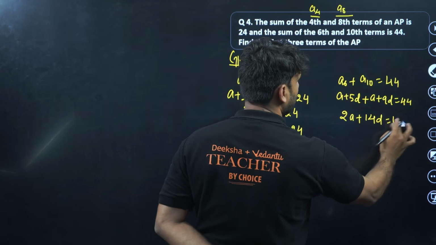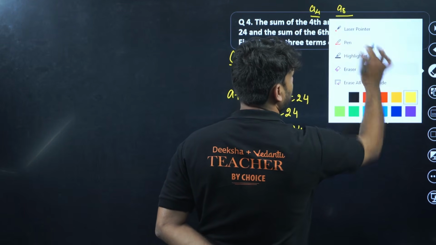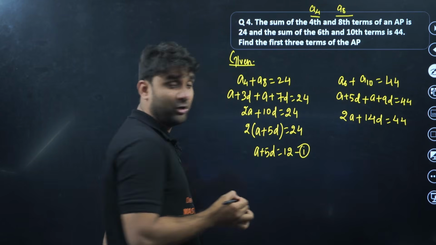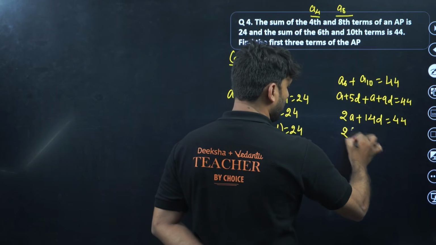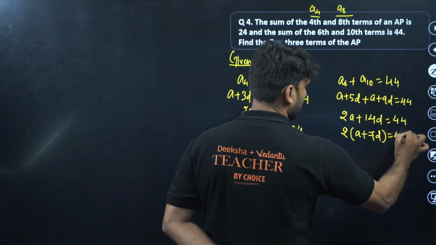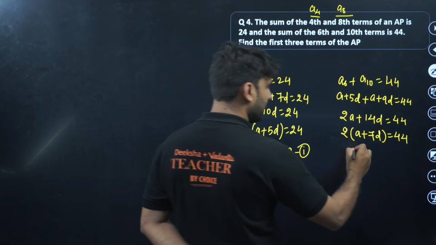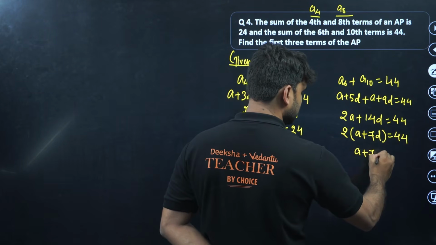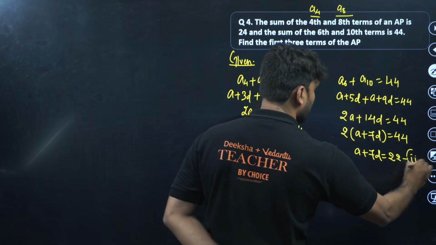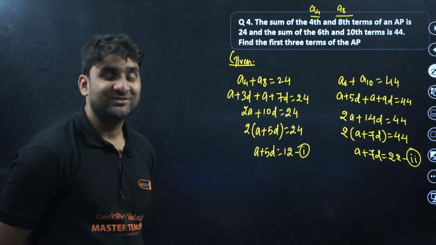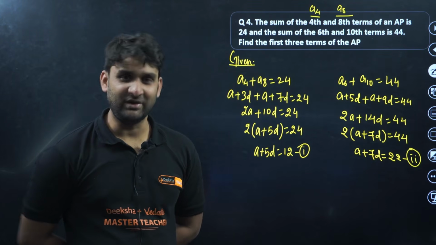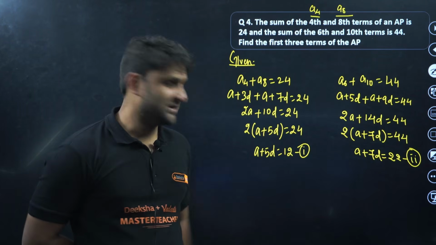Is equal to what, guys? 44. Now can we take 2 common, guys? Yes, we can take common 2. So on taking 2 common, the equation will look like A plus 7D is equal to 44. 2 will go there. So we have A plus 7D is equal to 22, equation number 2. Wow. So we have 2 equations, 2 variables, right? A and D are variables and we have 2 equations.